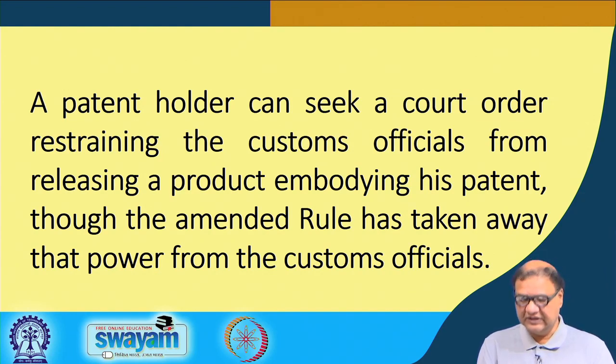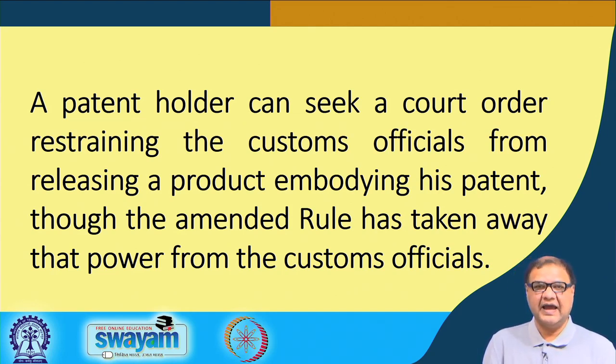So, this is all about the administrative measure with regard to the patent enforcement. And here what we have seen is that when this issue comes up before the court, a patent holder can do it in two ways. A patent holder can file an infringement suit before the court, and then in relation to that infringement suit, the plaintiff, that is the patent holder, can seek an order under section 151 of the Civil Procedure Code, asking the court to stop the custom officials from releasing the article into the domestic market.